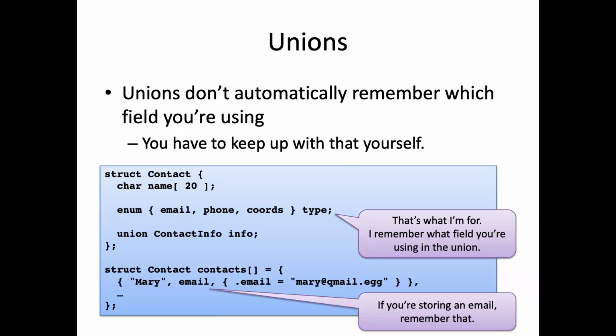I think this is just a slide showing some of what I just talked about, explaining how I'm initializing this array. Every element gets a string for the name, gets a value of this enumerated type for the type field, and then within the info field, you can use any one of the 3 fields defined by that struct.